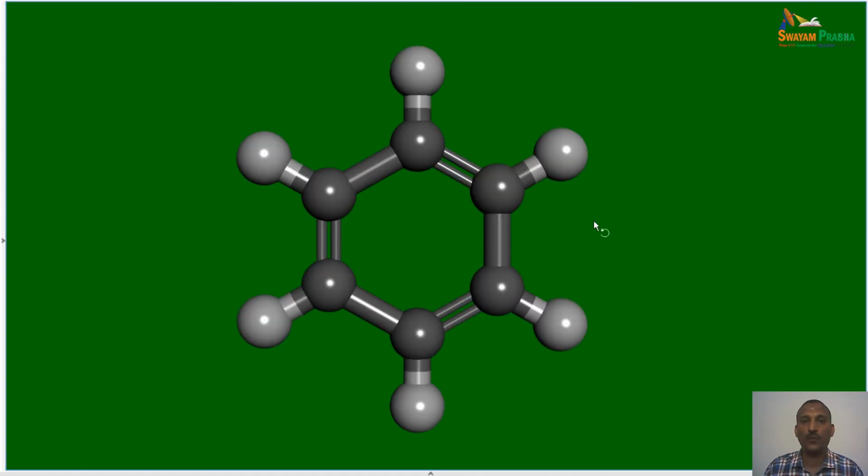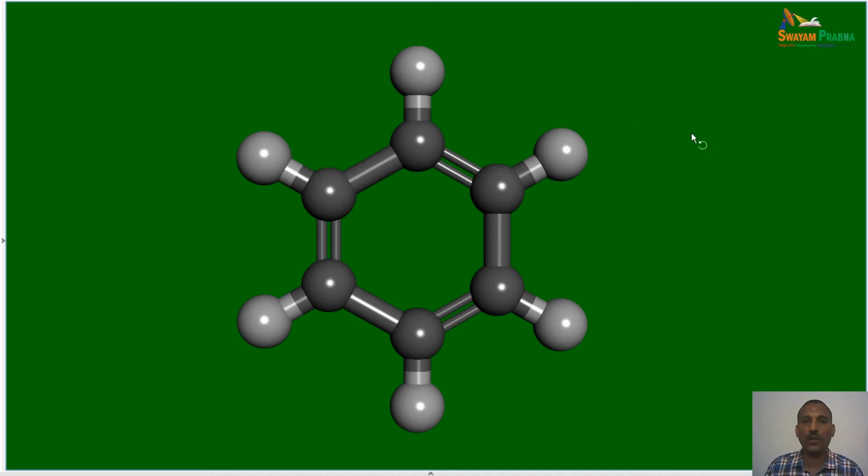So this is your very familiar benzene molecule. It has 6 carbons, 1, 2, 3, 4, 5, 6. So this molecule can undergo C6 rotation, that is, 6 times it will show the same orientation.